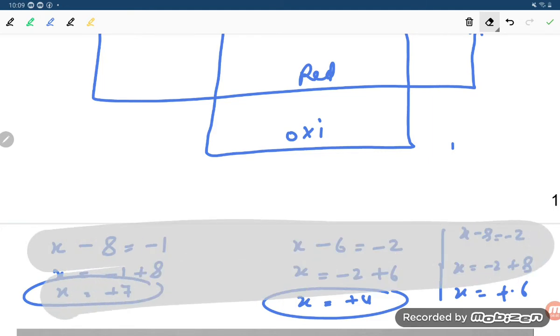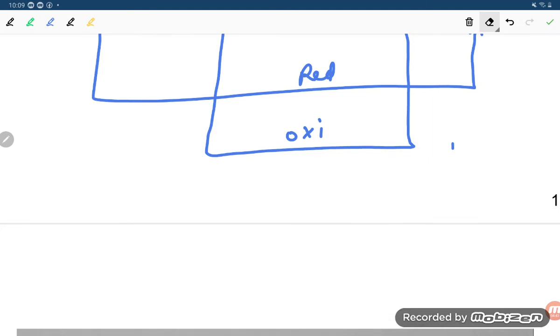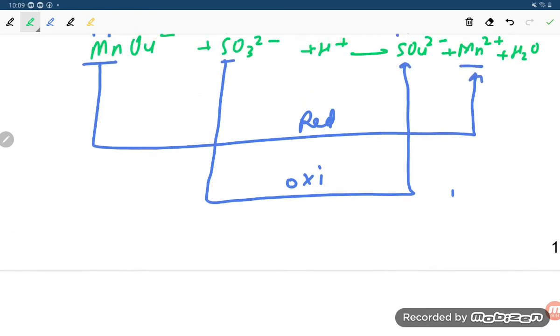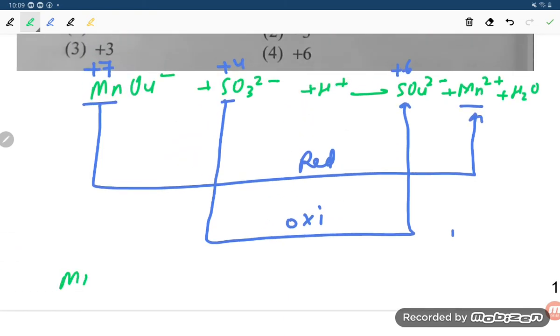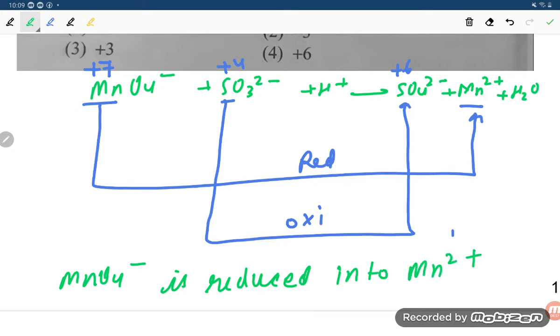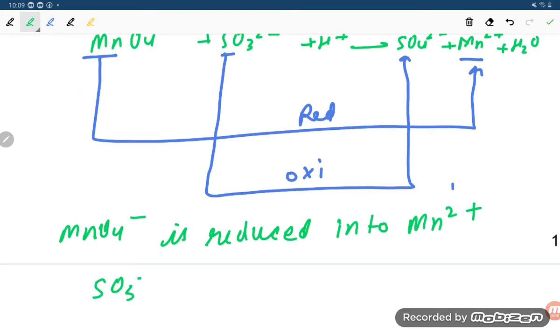Wait student, let me erase this to explain. So MnO4 minus is reduced into Mn2 plus, and SO3 2 minus is oxidized into SO4 2 minus. So let us see our answer, students.